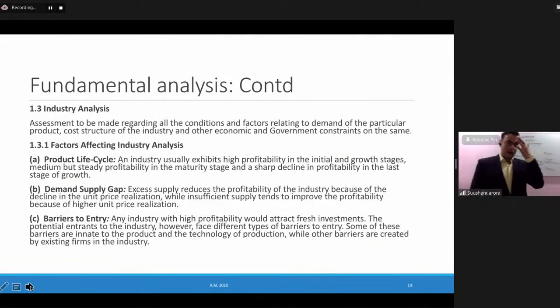Now comes the next point, which is called industry analysis. Okay, very interesting, very, very easy again. In industry analysis, what we are supposed to do is carry out an assessment of all the conditions relating to demand and supply of a particular product. Okay, demand and supply could be for anything. It could be for your clothes, your cars, your mobile phones, your watches or any other thing. So you see how the demand is going to be.